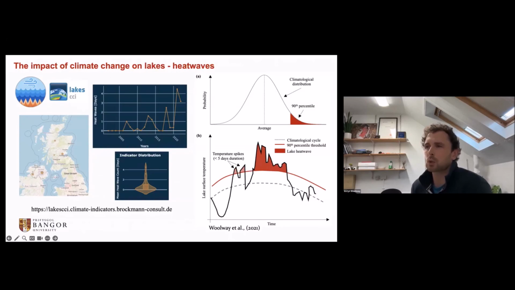On the left-hand side, I just show some examples of lake heat waves in a lake in the UK, going from the year 2000 till the near present. And you can see this gradual increase in the number of heat wave days during that relatively short time period.